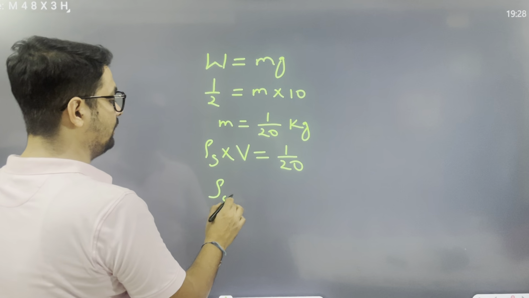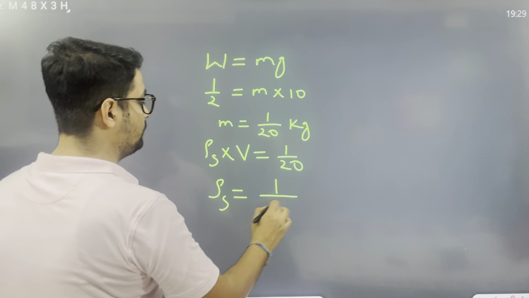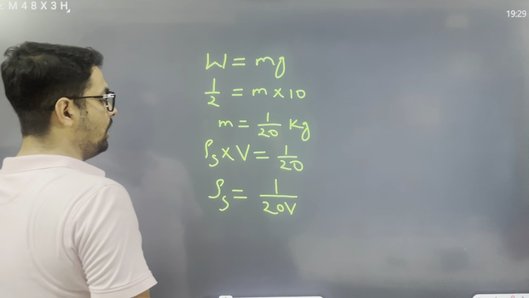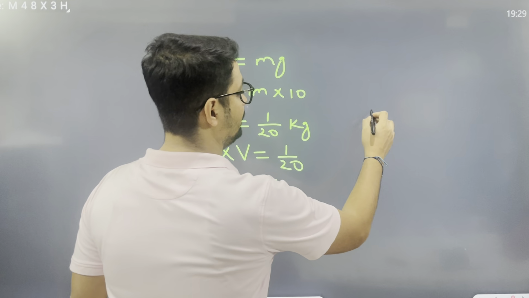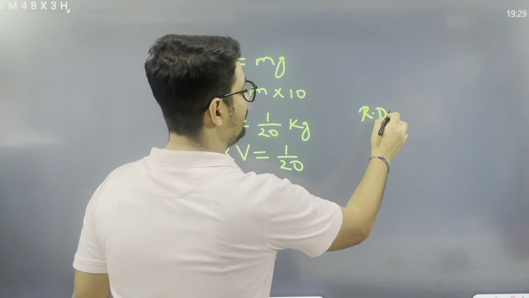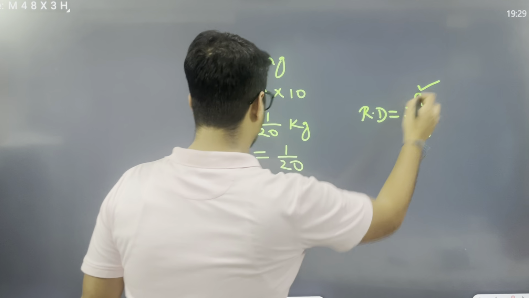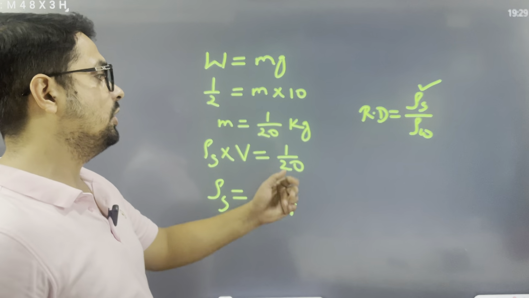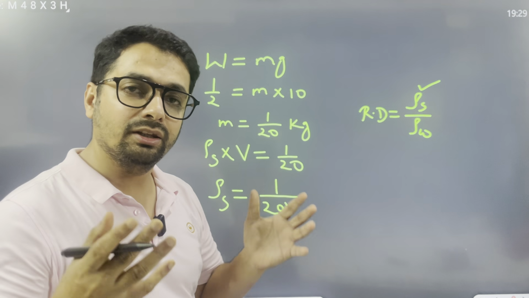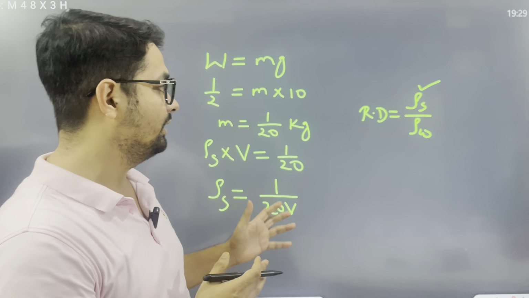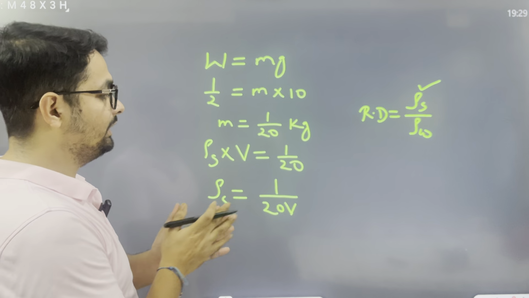Now density of solid I will get from here, 1 by 20 V. And now what I have to find? Relative density. So relative density is nothing but density of solid divided by density of water. Density of solid you will find from here, and density of water we already know, that is 1000 kg per meter cube, given in the question. Okay. Now we will go for the next question.